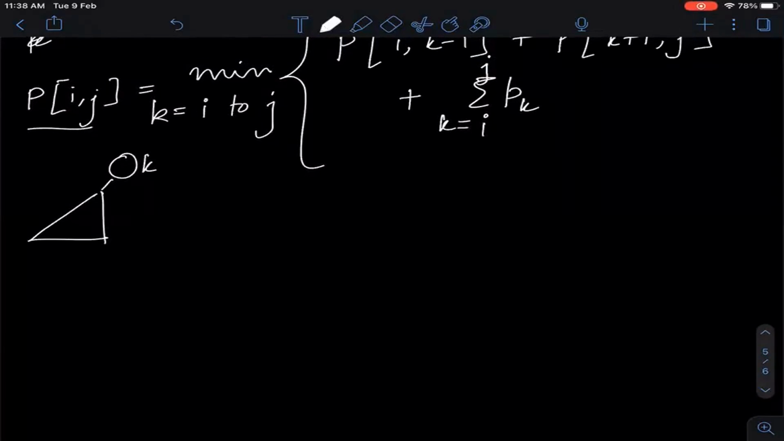Can we write? Yes, Kevin, definitely you can do that. Kevin is asking whether I should be able to write summation PK outside the bracket. Yeah, you should be able to do that. Very good.